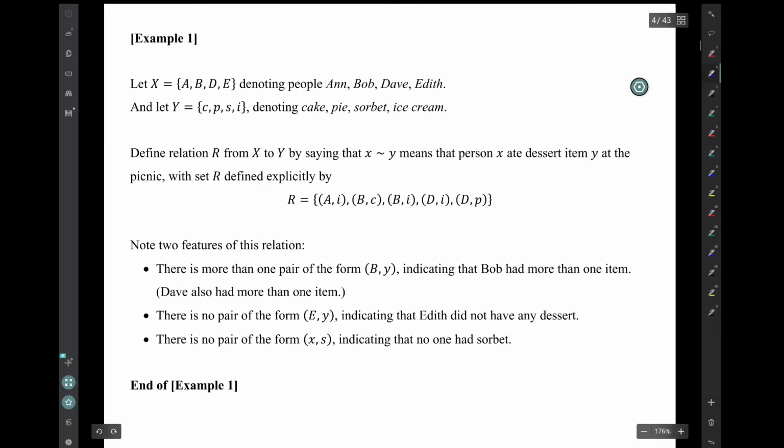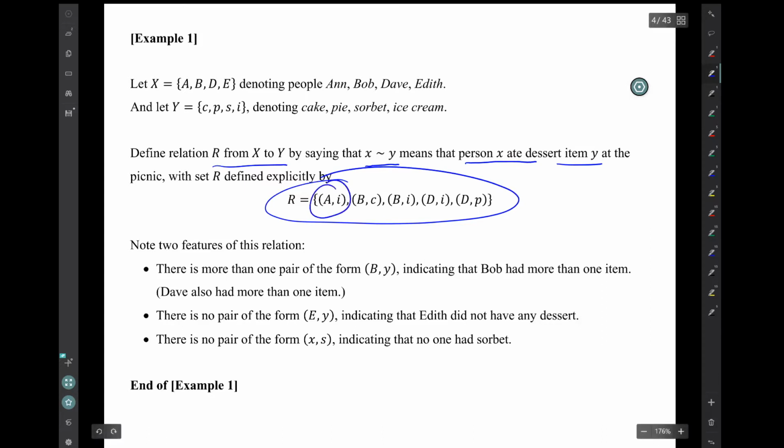Example 1. Let X be this set, capital A, B, D, E, denoting people, Ann, Bob, Dave, Edith, and let capital Y be this set, little c, p, s, i, denoting cake, pie, sorbet, ice cream. Define relation R from X to Y by saying that x tilde y, or x is related to y, means that person x ate dessert item y at the picnic, with the set R defined explicitly by this set.